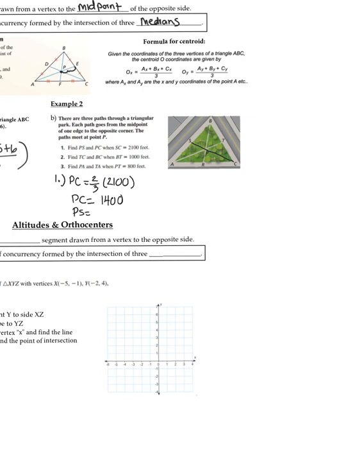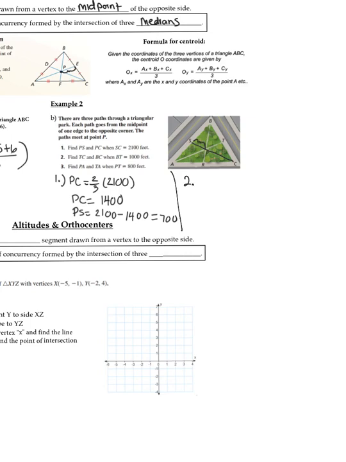To find PS, you would simply subtract 1,400 from 2,100. Or if you wanted to, you could do 1/3 times 2,100, since this portion here is 1/3 of the entire median. So I'm gonna just subtract them. That is easier. So I'll do 2,100 minus 1,400, and that gives me 700.